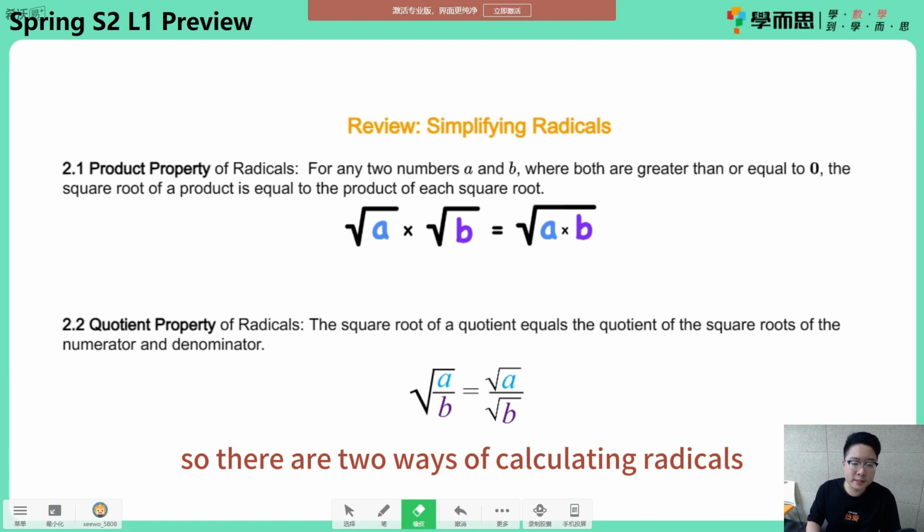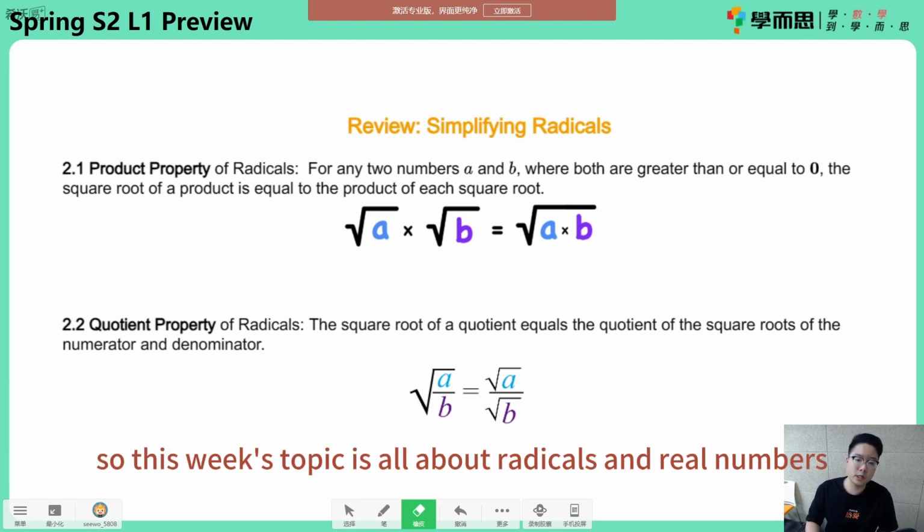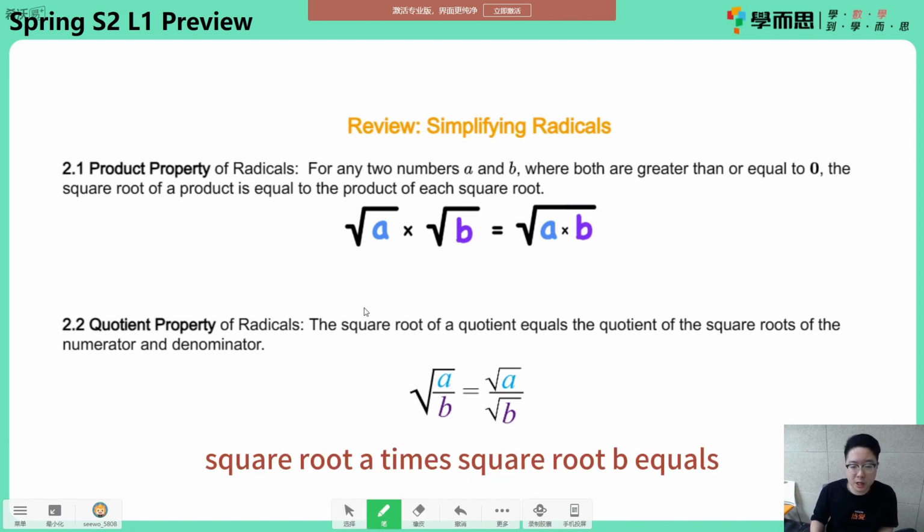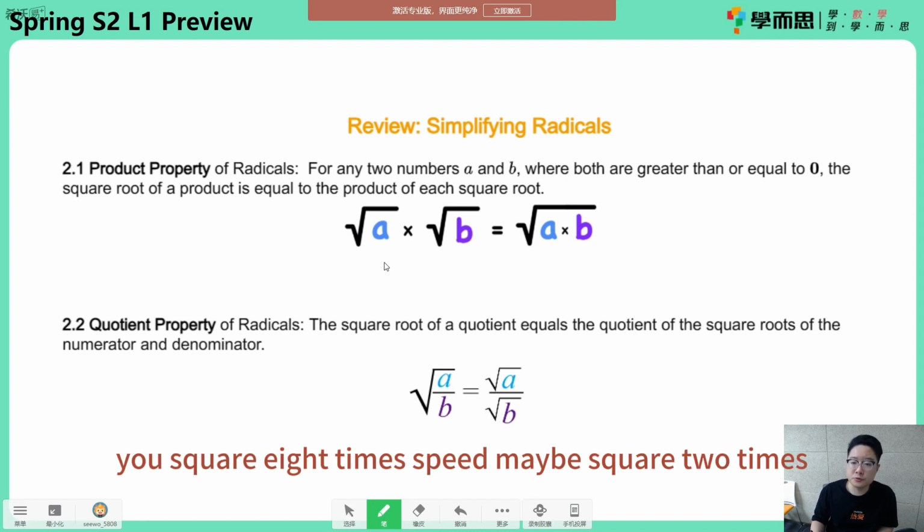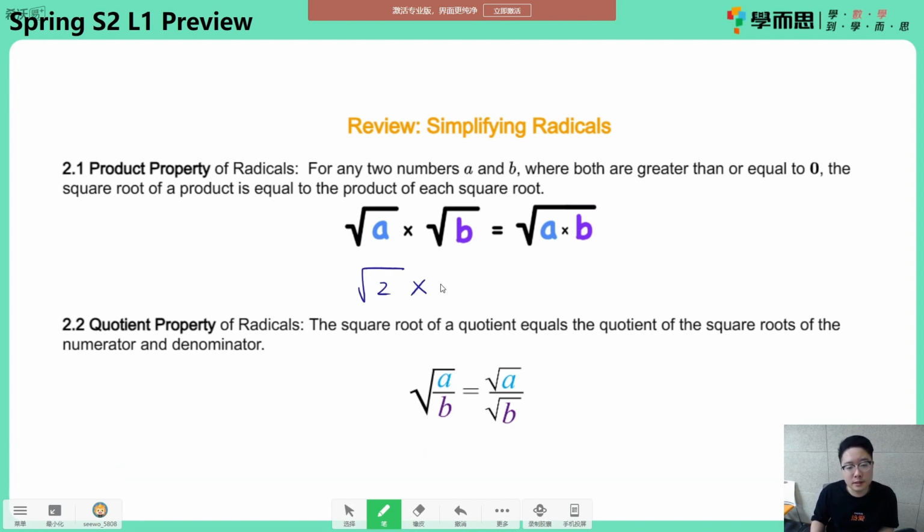So there are two ways of calculating radicals. This week's topic is all about radicals and real numbers, all right? So square root a times square root b equals square root of a times b. Maybe square root 2 times square root 7 equals square root 14, right? So you all know that.